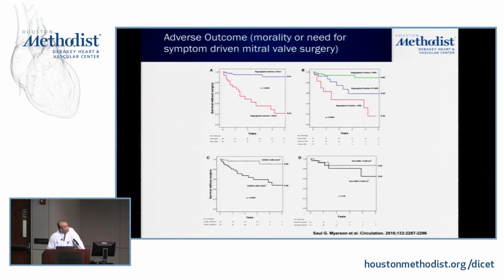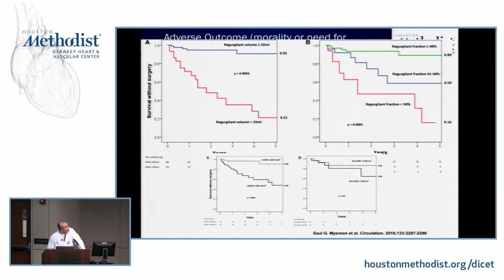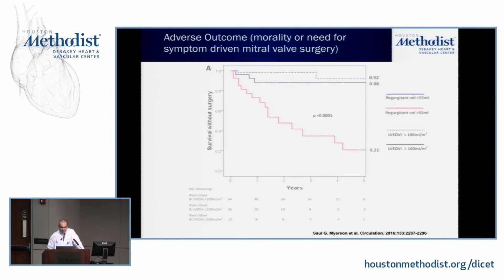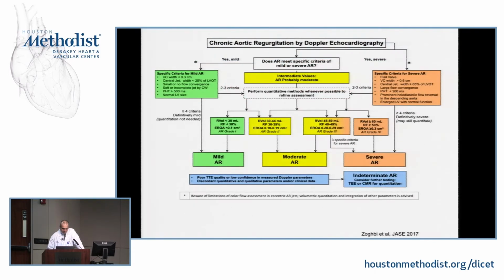The other thing I also noticed was if you looked at size of the ventricle as well, LV end diastolic volume indexes of greater than 100 by CMR were associated with a higher likelihood of eventually going on to get mitral valve repair or having mortality. So again, these are all findings that we've seen in the echo world, but now there's at least outcomes data with regard to CMR as well.